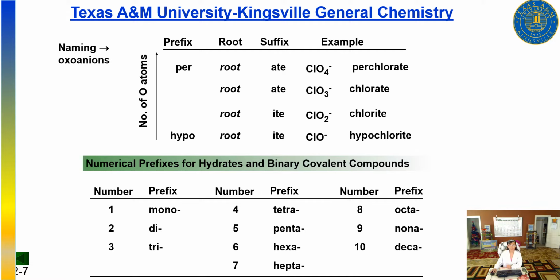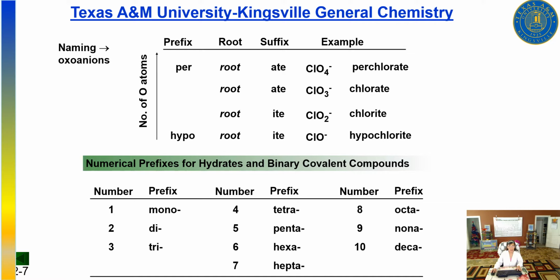Similarly, if you have ClO2 negative, you need a suffix, you need the root. The root again is from your chlorine. You change your chlorine to chlorite, I-T-E. So this is a negatively charged ion called chlorite.